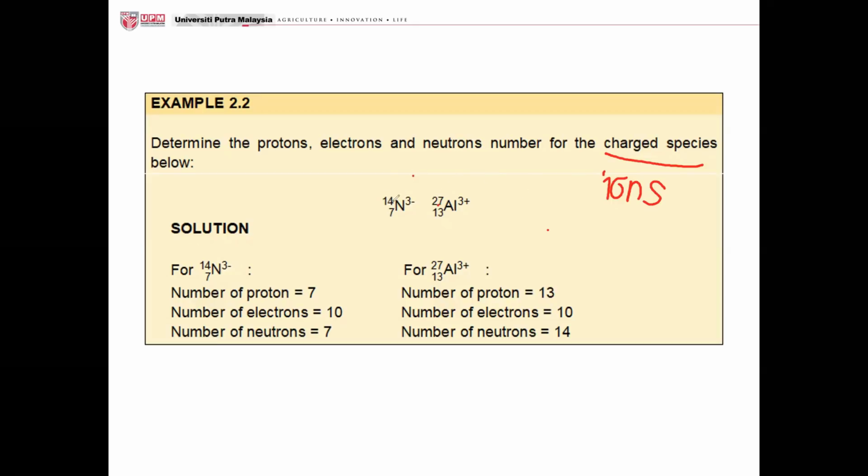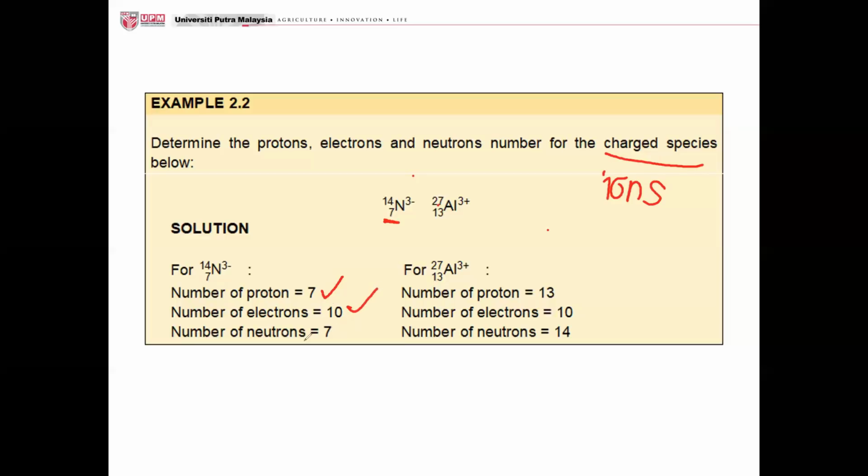So this nitrogen has mass number 14 and proton number is 7. For aluminum, mass number is 27, proton number is 13. Okay, so you know already the proton number for nitrogen is 7. Then the number of electron. Right now, this one is ion. So negatively charged, meaning that this element receives an electron. So how many electron does this element receive? It is 3. So you just plus 7 plus 3, then you get the number of electron is 10.